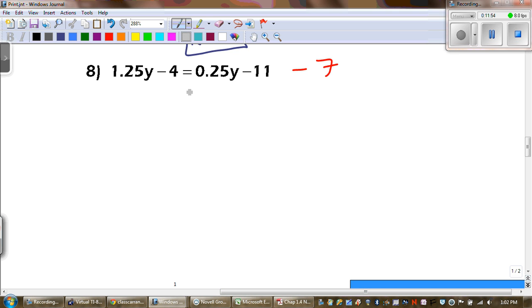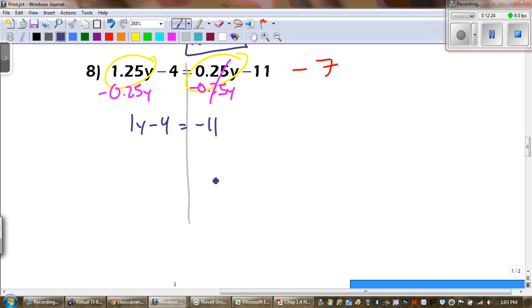All right, number 8. Just because it has decimals in it doesn't mean you get to give up. Okay? So, which one's smaller? I can't hear you, but I hope you're saying this guy right here. Okay? So I'm going to subtract 0.25y from both sides. And once we do that, 125 minus 25, that's 1y. And you guys should be able to solve it from here because you only had to do one step. Add the 4 to both sides, and we get y equals -7.